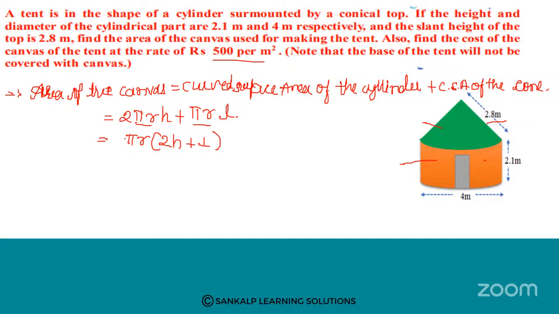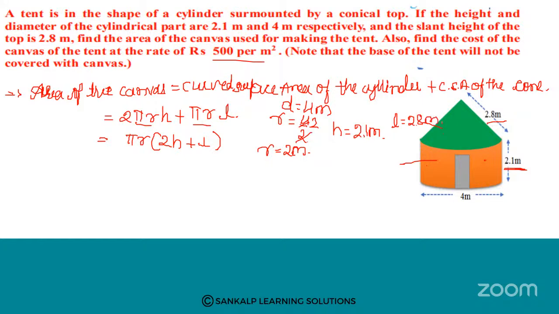Now, pi value is 22 divided by 7 and the R value. So, the diameter they have given, that is 4 meter. And what is the value of R? 4 divided by 2, that is 2 meter, sorry, 2 meter. Next, height. They have given that the height of the cylinder is 2.1 meter. H value is 2.1 meter. And slant height L they have given, that is 2.8 meter.